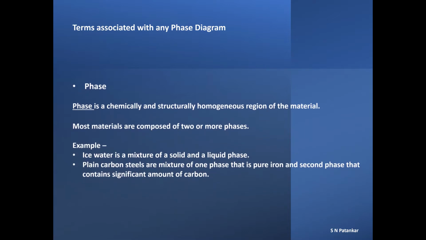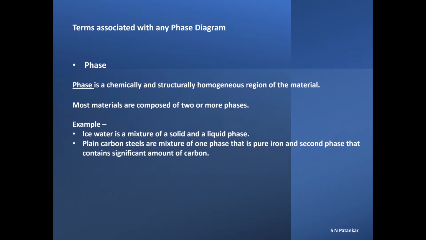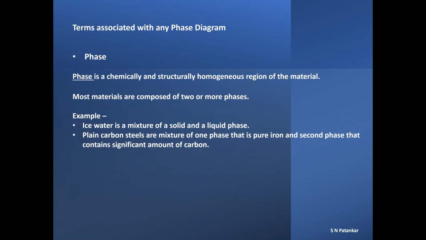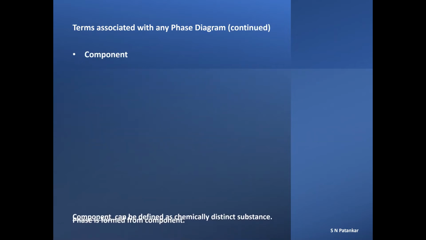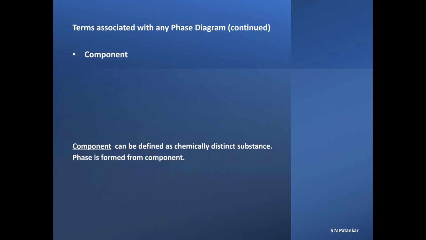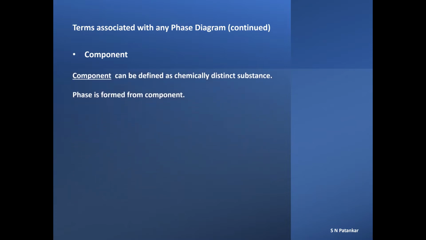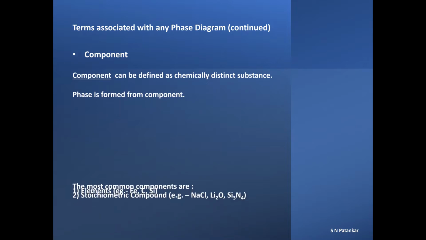Plain carbon steels are mixture of one phase that is pure iron and second phase that contains significant amount of carbon. The other important term we need to understand before we begin our discussion on phase diagram is the word component. Component can be defined as chemically distinct substance. Phase is formed from component or components.